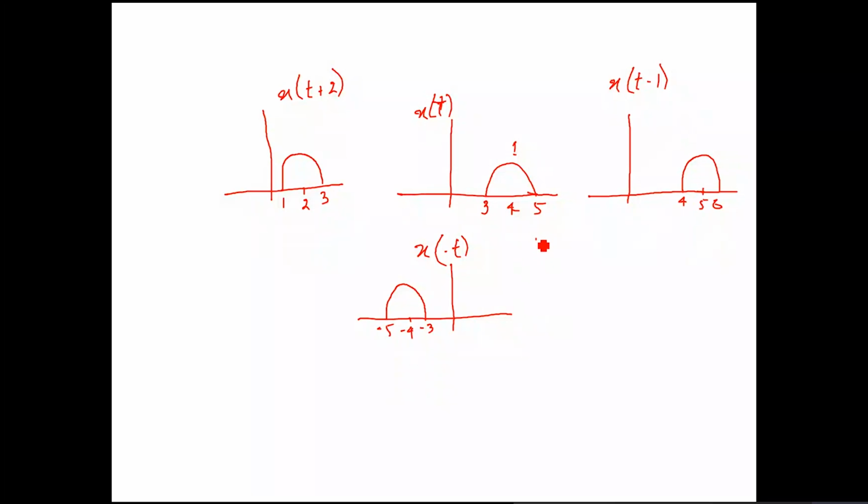So you already know a signal which is, let's say, u of t. We saw that u of t was a unit step signal. So u of minus t.